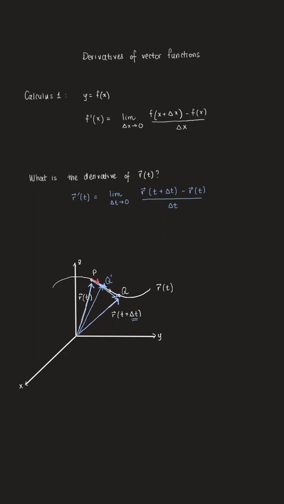And that little vector that's tangent to the vector curve at point P is what we're going to call r prime of t. So r prime of t represents the tangent vector to our space curve. It tells us instantaneous velocity, just like in Calculus 1, f prime tells us instantaneous velocity or instantaneous rate of change.